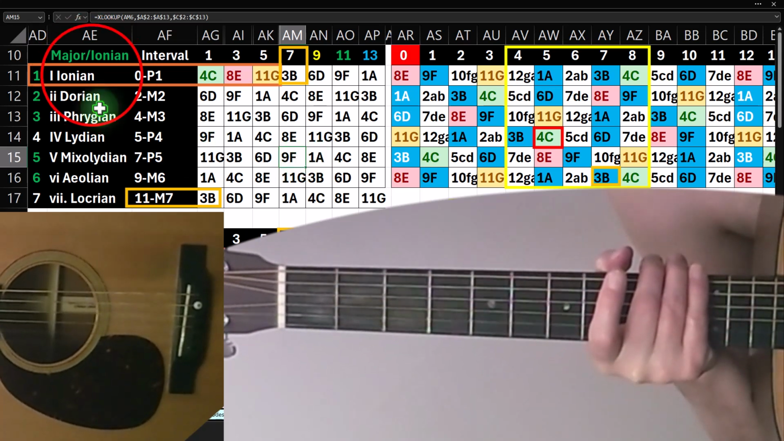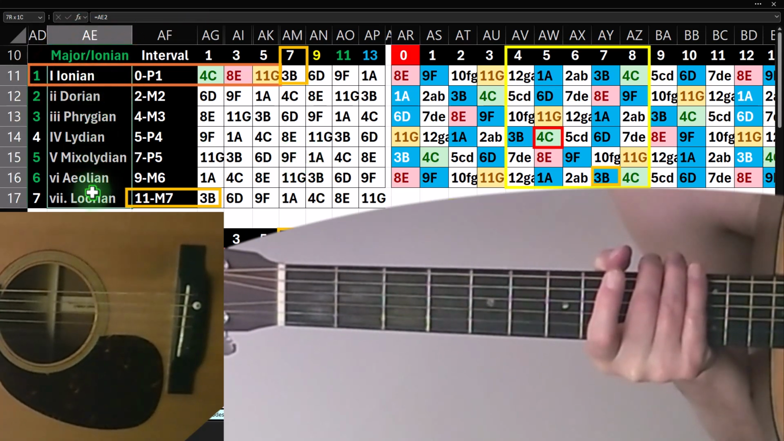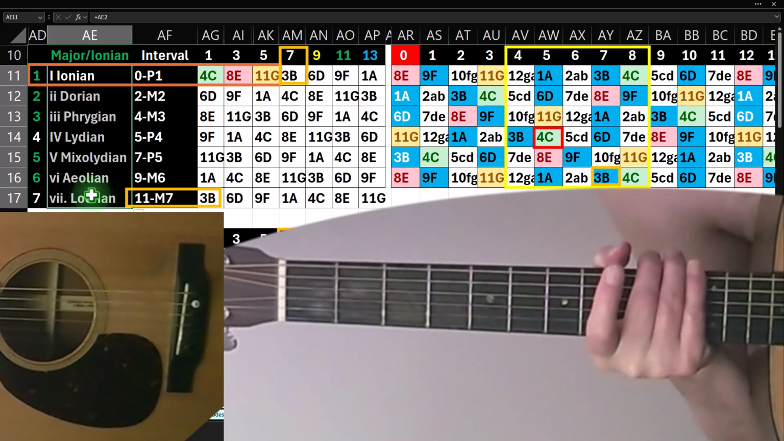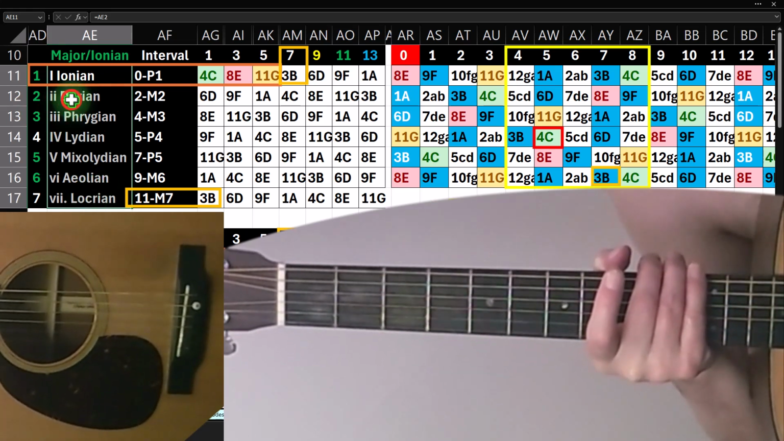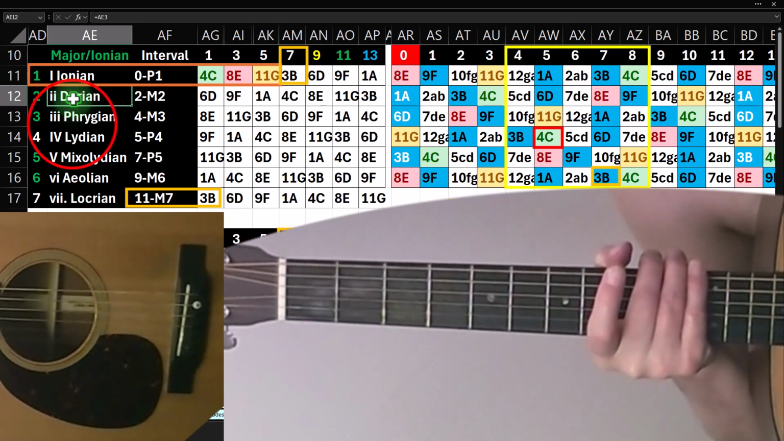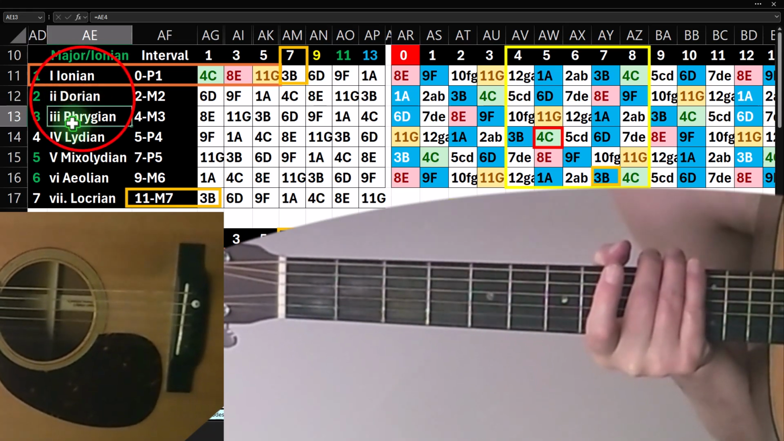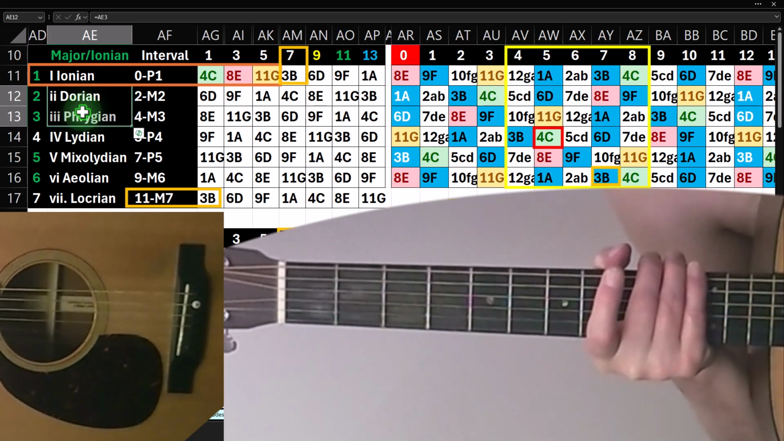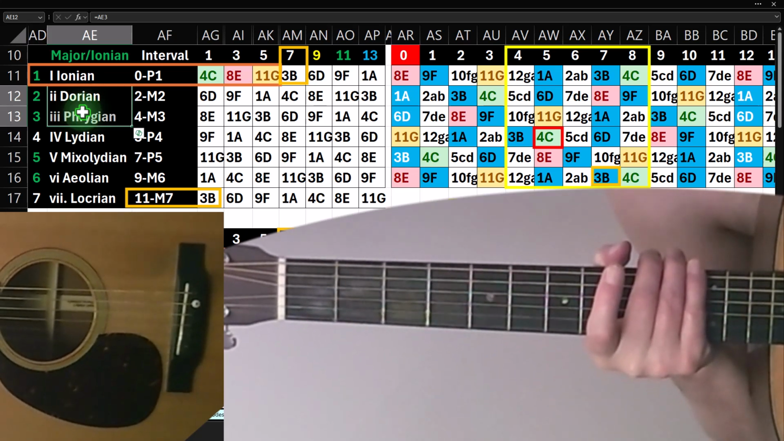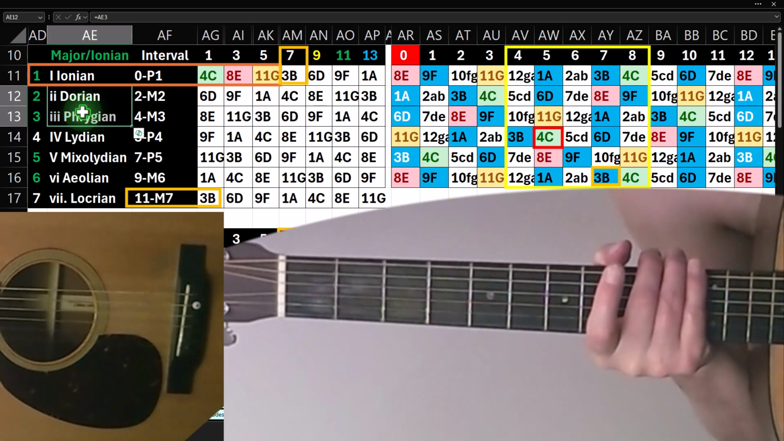So, if I name these modes and think of them as modal chords, this is the Dorian modal chord. This is the Phrygian modal chord. They happen to have the same 1, 3, 5 as a minor because they have a minor third, but they don't have the same 7, 9, 11, and 13 possibly, right?